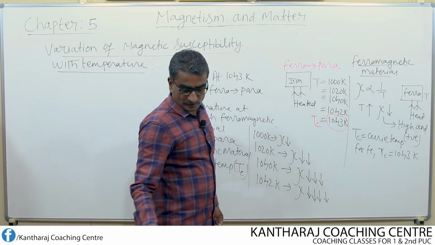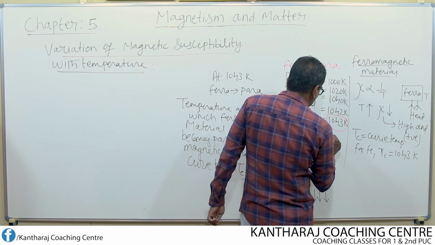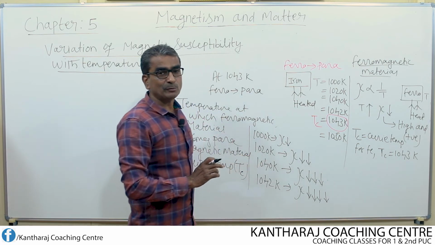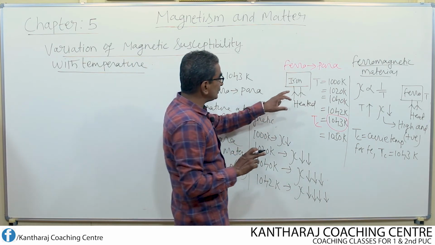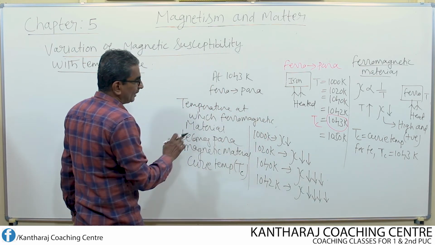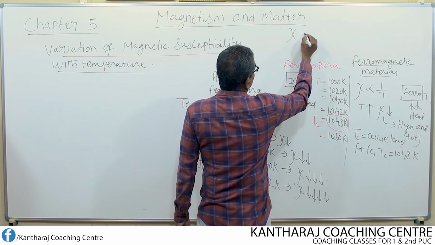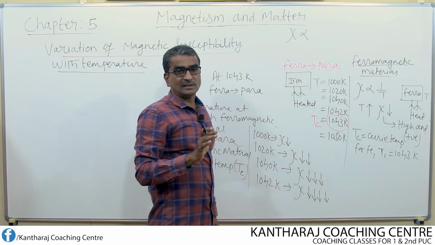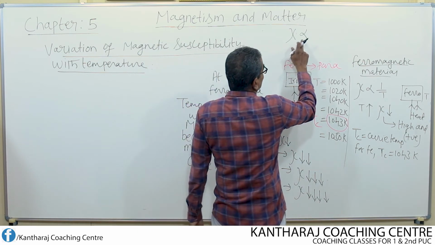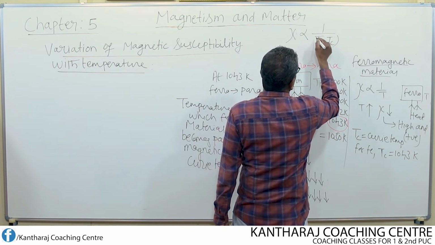Okay, now let us increase its temperature further. Say for example, I increase this to 1050 Kelvin, that means 7 more Kelvin. Then what happens to the susceptibility? Look at the change now. On increasing the temperature further, it is found that susceptibility varies not inversely with absolute temperature. Susceptibility varies inversely with excess of temperature. Excess of temperature means T minus Tc.